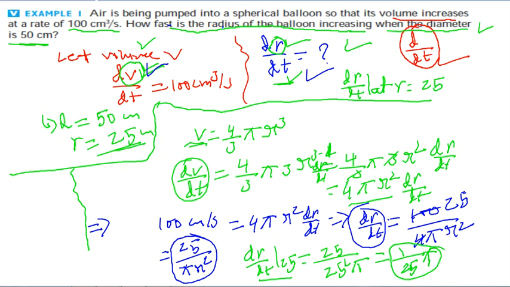If you wanted to figure it out in decimal, it will be approximately 0.0127 centimeter per second.